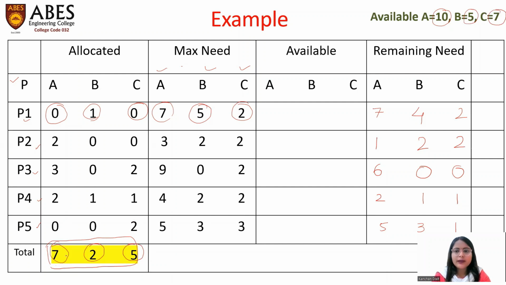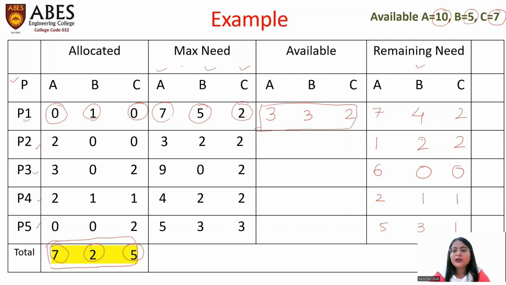So for A, the total amount of resource is 10, and for allocation I can see here that it is 7. So from 10, if I minus 7, the available amount of resource will be 3. Okay. Likewise, I need to find out the same detail for B. So 5 minus 2, that will be 3, and 7 minus 5, that will be 2. Now I can allocate only this amount of resource to the remaining need of processes.